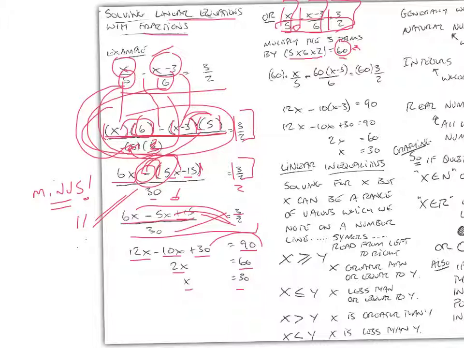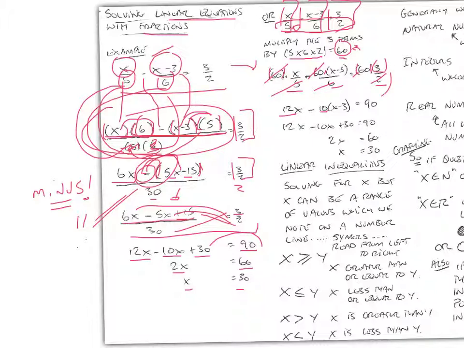So if I just rewrite the fractions out as the original term and put 60 beside each one, you can see that 5 goes into 60 12 times, 6 goes into 60 10 times, 2 goes into 60 30 times 3 is 90.